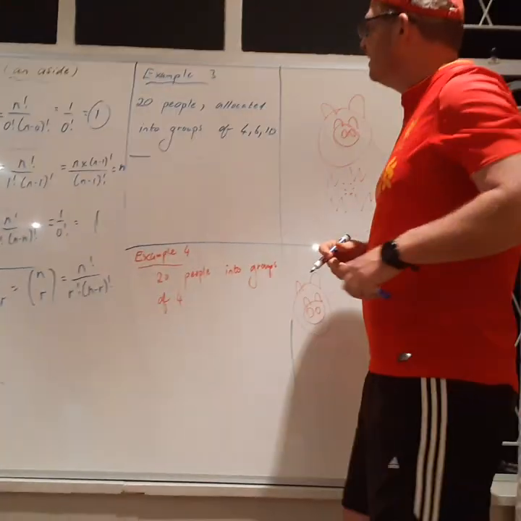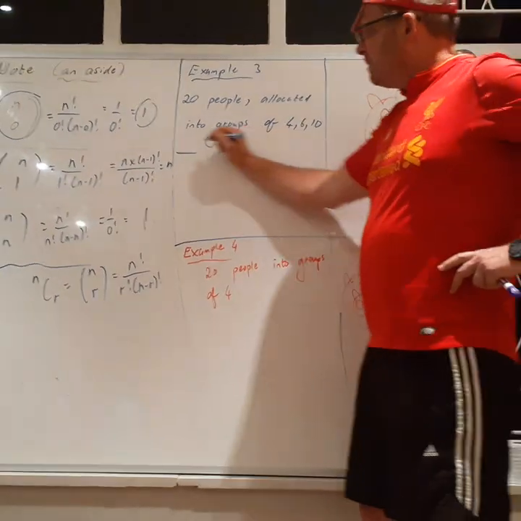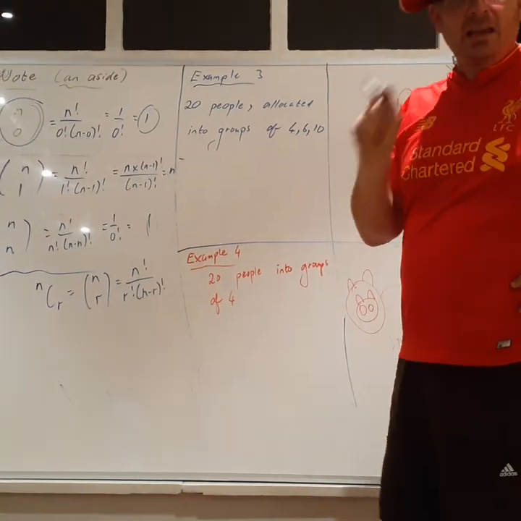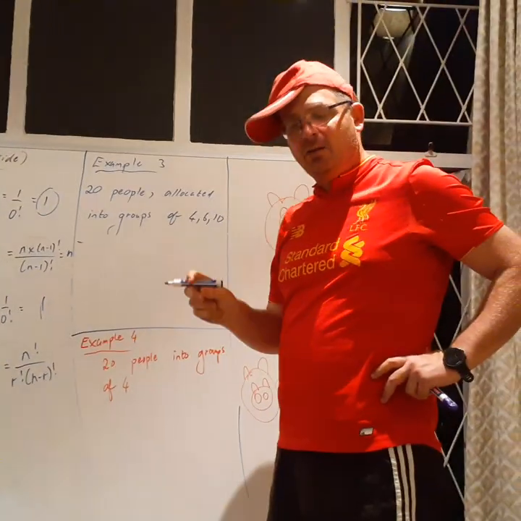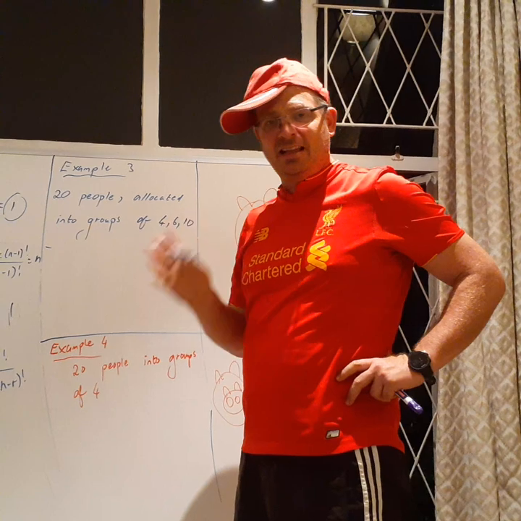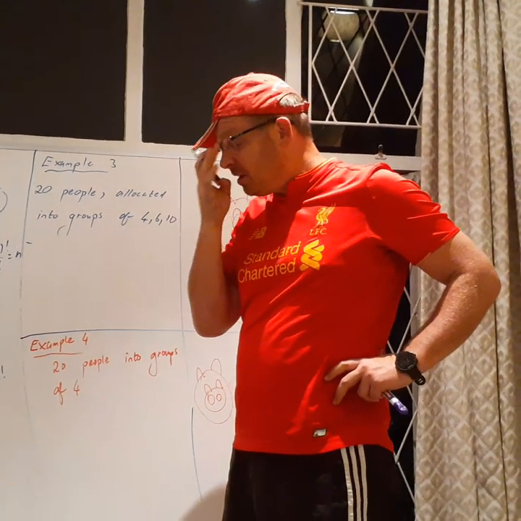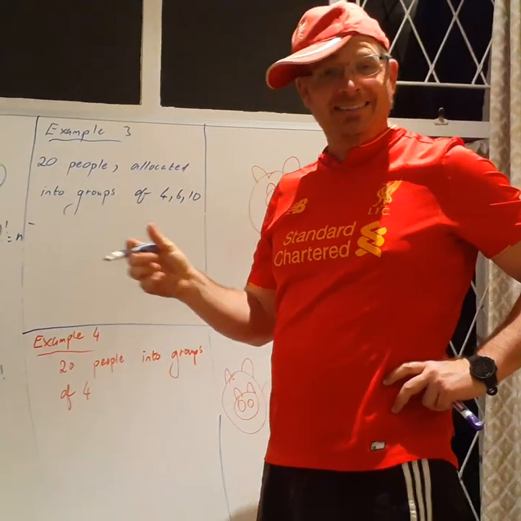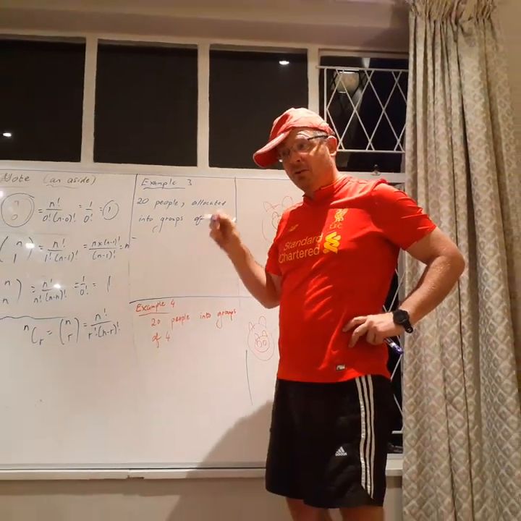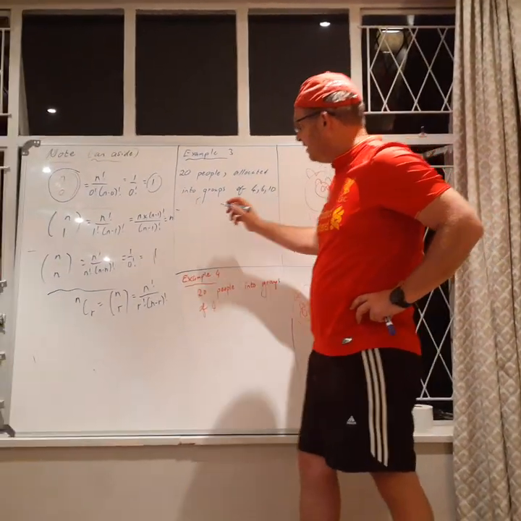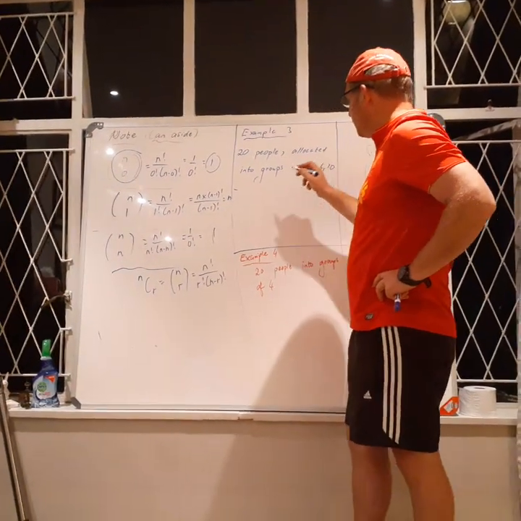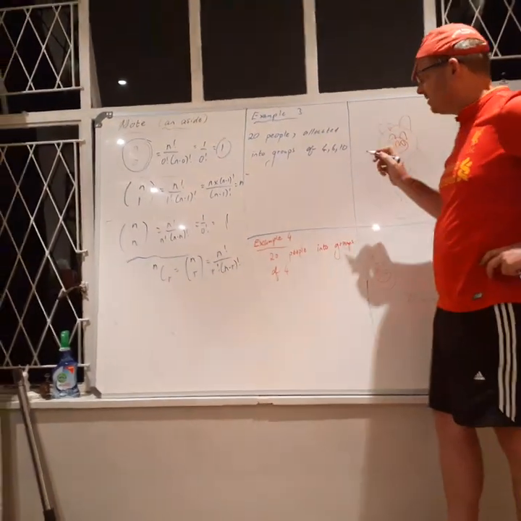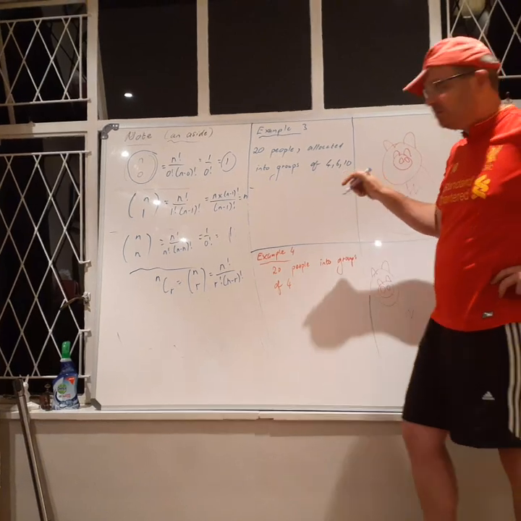Right, back to your notes. Example 3. Now remember, when you're choosing equal groups at the same time, that's when you've got a bit of a problem, and you'll overcount. So what do we have to divide by to compensate for the overcounting? The number of equal groups factorial. In this case, we've got 20 people, and we're going to allocate them into groups of 4, 6, and 10. There's not a problem with equal groups here.